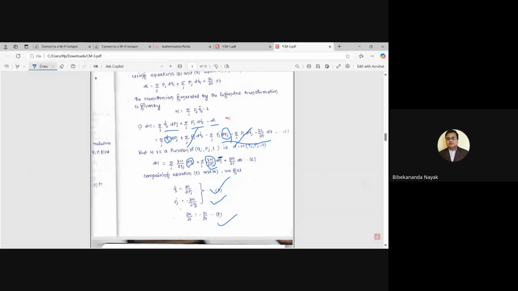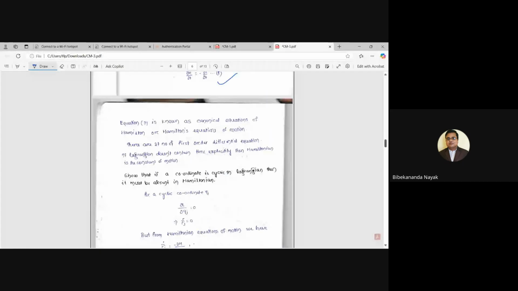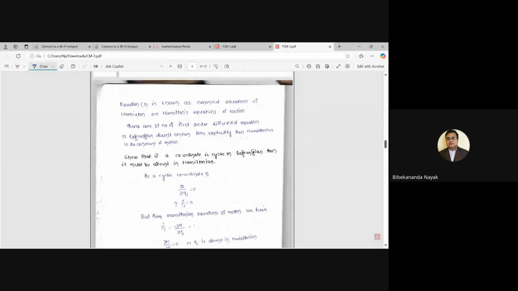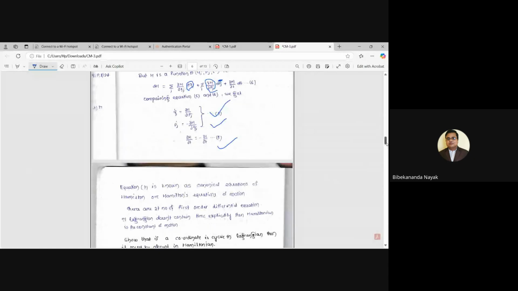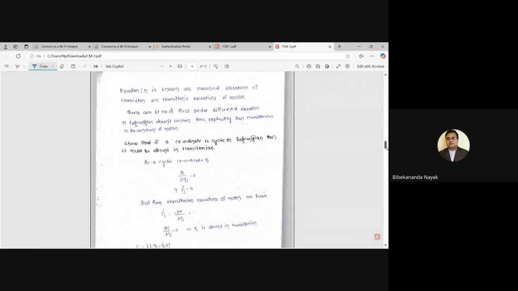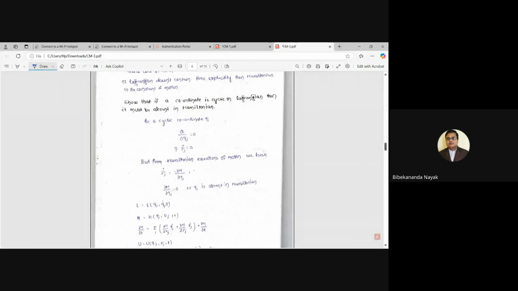So we got Hamilton's equation. It is known as the canonical equation of Hamilton or Hamilton's equation of motion. These are first order differential equations, whereas Lagrange's equation is a second order differential equation. Here we have first order differential equations, with one derivative.